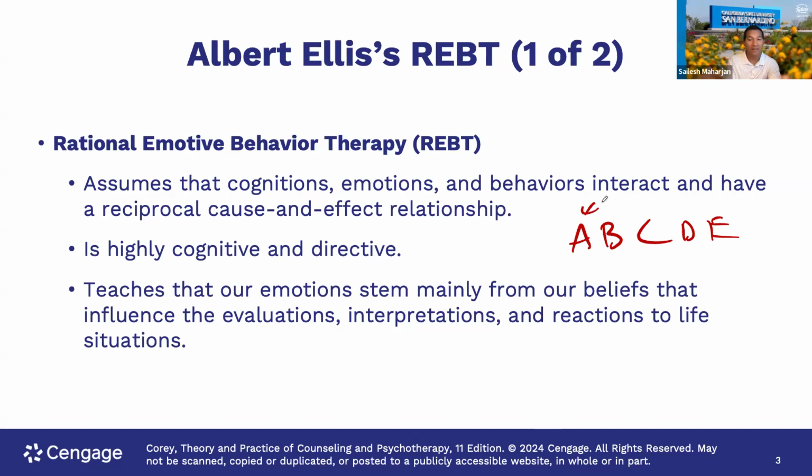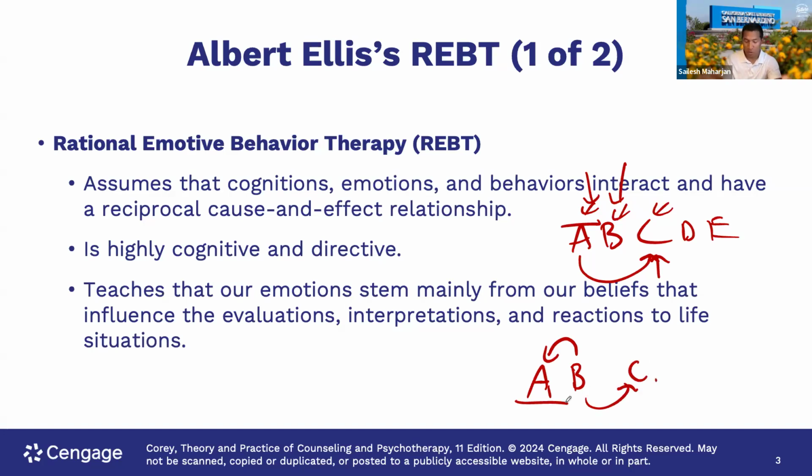A stands for activating event, something that happens in the world or in your mind. Behavior will come back, but C stands for the consequence, your emotional or behavioral reactions. Now, the common assumption is that A causes C, what happened in the world causes some kind of consequence. That is not the case. In REBT, they insist that B, which stands for belief about the activating event, is what actually causes C. So A is interpreted through B, and that leads to the consequence.